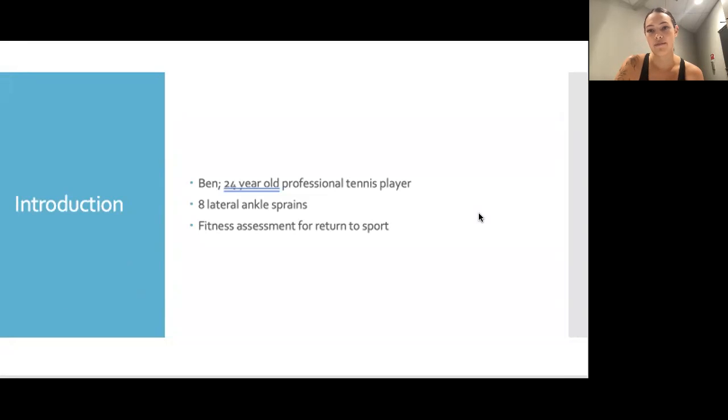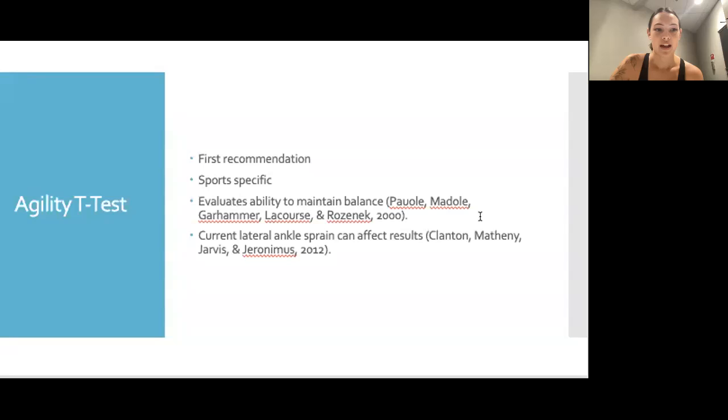3 fitness tests have been prescribed and recommended for Ben to pass before returning to tennis. Each fitness test is in order of importance, starting with sport-specific agility, strength, and proprioception and balance. So the agility T-test was chosen for the first recommendation as a return to tennis fitness test for Ben due to its sport-specific nature.